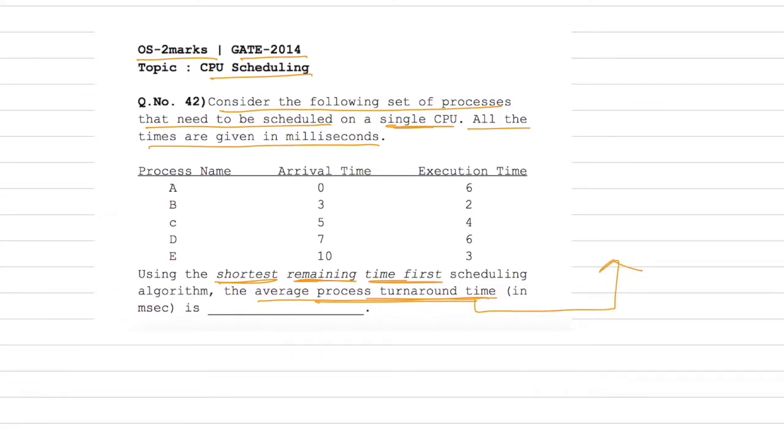What is the concept of turnaround time? It is nothing but the time from the process arrival to the process completion. So from the point that the process arrives to the point that the process gets completely executed, that time difference is called the turnaround time.